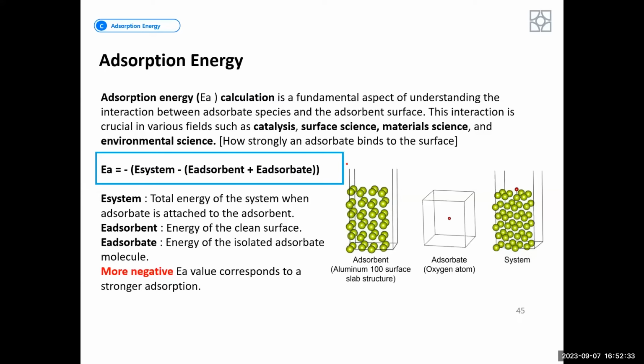I will show you how we can do adsorption energy soon, because adsorption energy is a fundamental aspect of understanding the interaction between adsorbate species and the adsorbent surface. This interaction is crucial in various fields such as surface science, material science, and environmental science. Simply, you need to calculate the energy of this structure, the energy of this structure, and the energy of this structure. From the difference between all of these energies, we can get the adsorption energy of this atom on this structure. This is simply what the adsorption energy is. A more negative energy means a stronger adsorption, meaning there is strong interaction between the surface and this material.